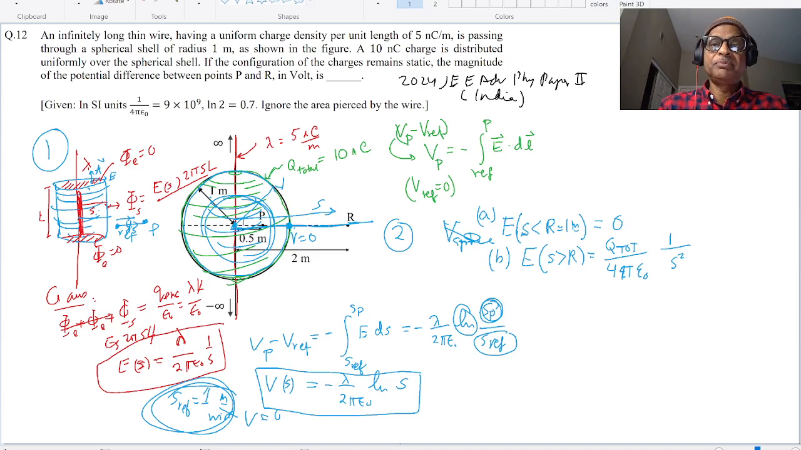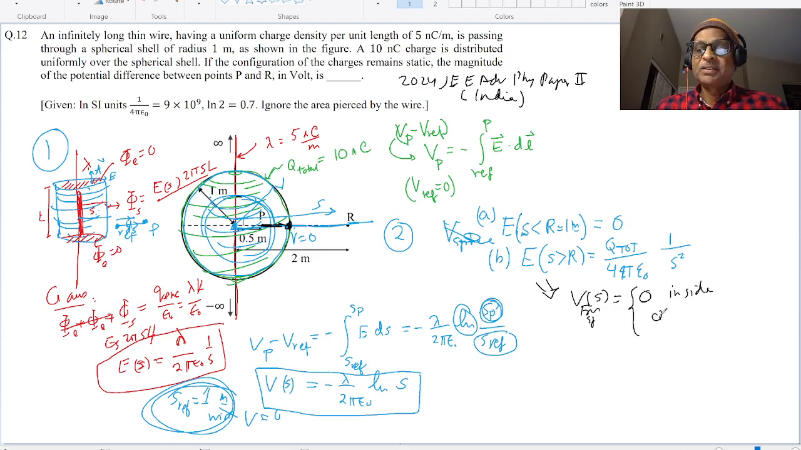So we already have that if this is 0, and I integrate all zeros, then when I do V at S from a sphere, I'm going to find 0 for inside, and I'm going to find Q total over 4 pi epsilon naught times 1 over S minus 1 over 1, because when S equals 1, 1 over S minus 1 over 1.